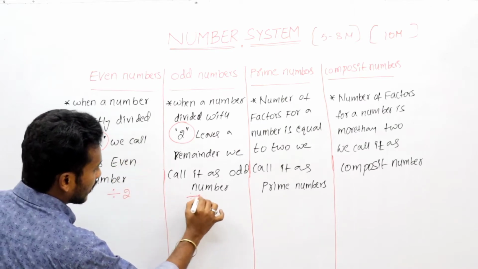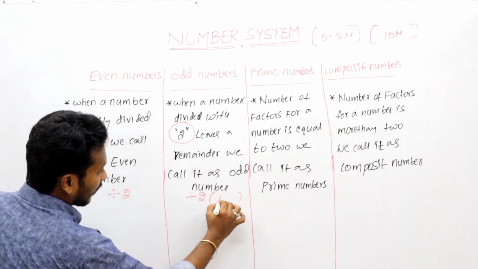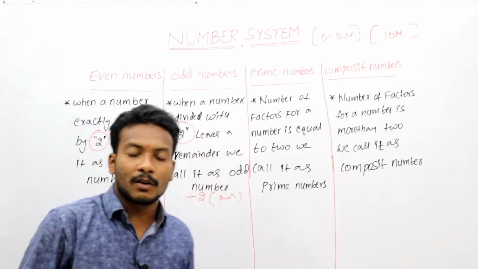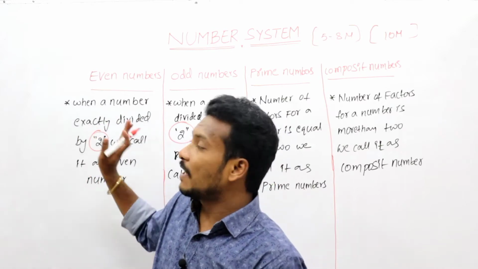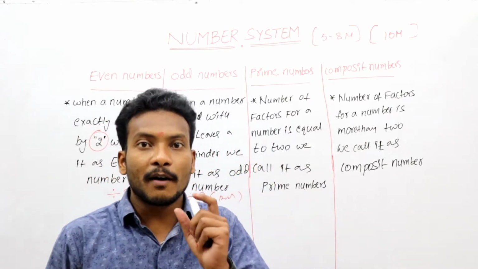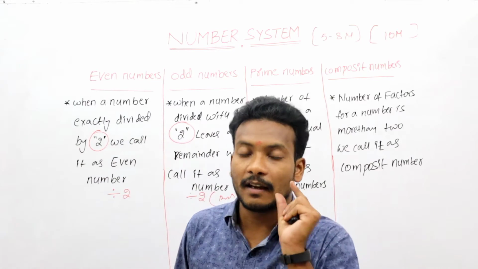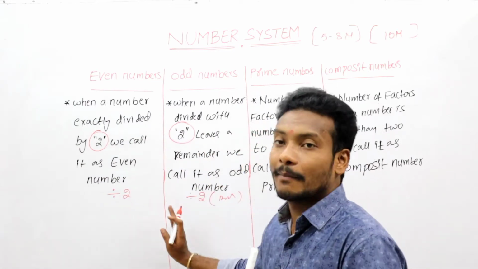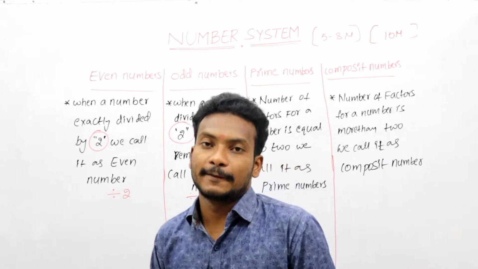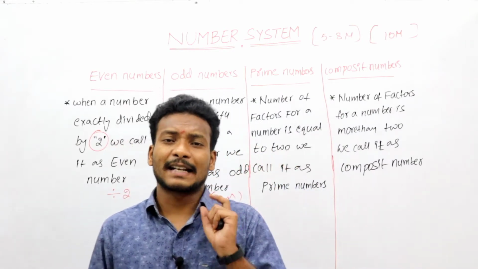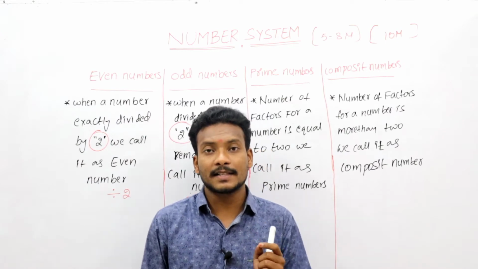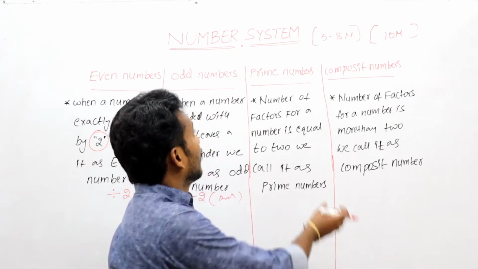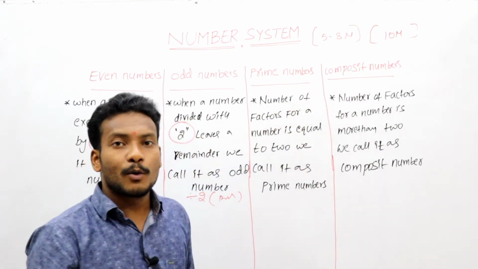Here also the rule is division by 2, but with a remainder. If it gets a remainder, we call it an odd number. Without a remainder, we call it an even number. So with the help of the divisibility rule of 2, we can divide the numbers into 2 parts, that is even numbers and odd numbers. Next, with the help of factors, again the total numbers are divided into 2 parts, that is prime numbers and composite numbers.